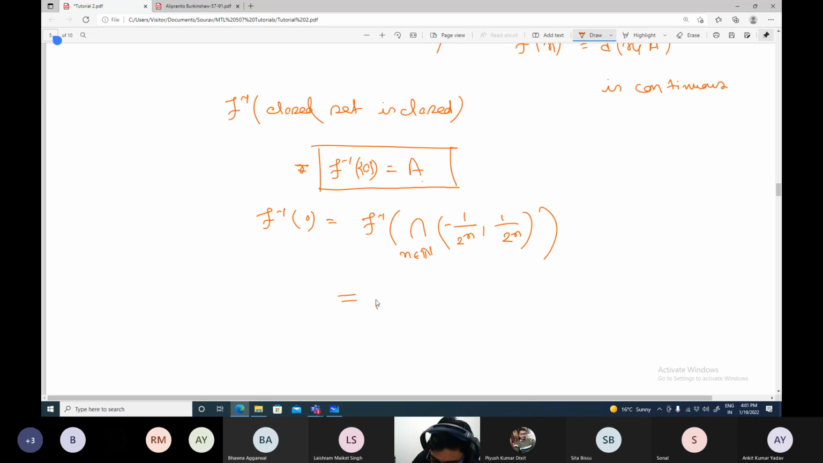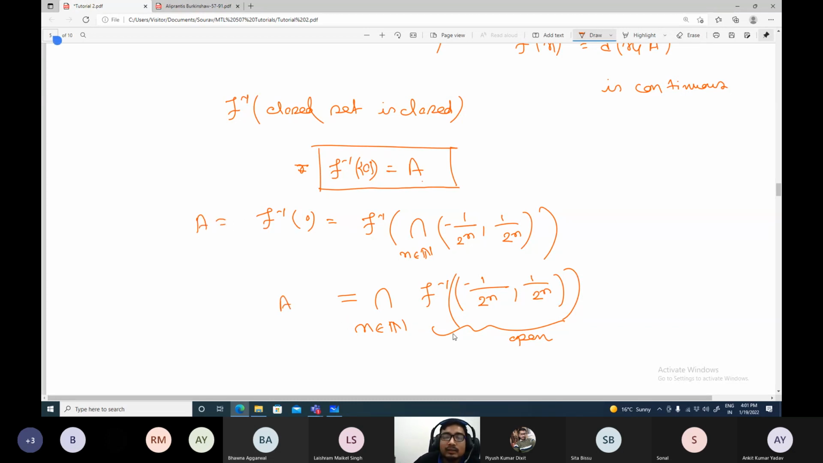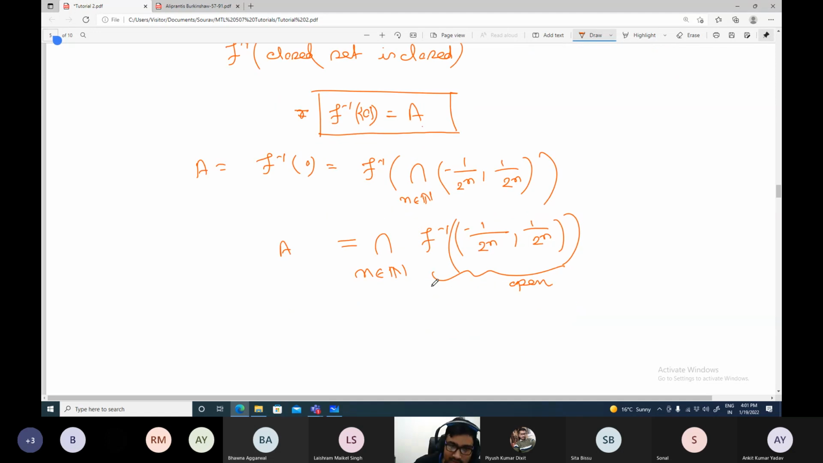And this is the same as the intersection over n belonging to N of F inverse of (minus 1 by 2 to the power n, comma 1 by 2 to the power n), right? So each of these terms is open, and so your A is a countable intersection of open sets, and therefore A is a G delta set. Right? Is it clear?